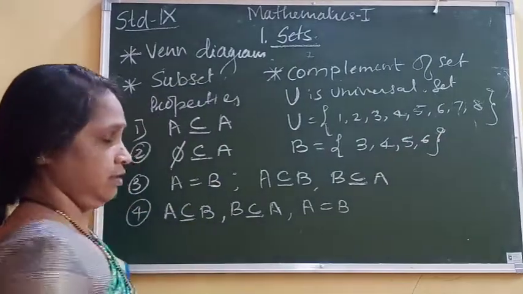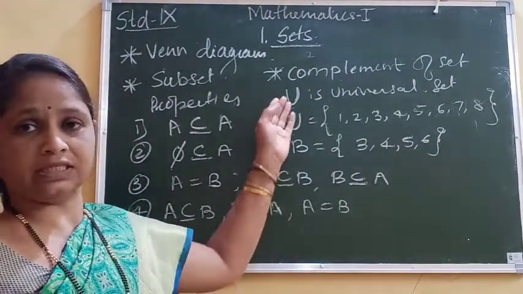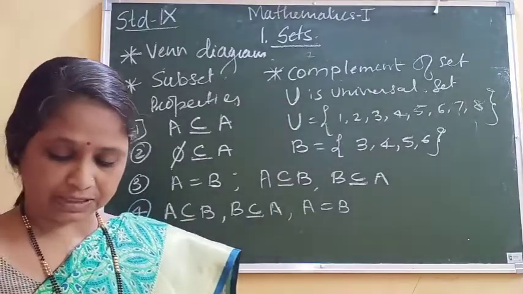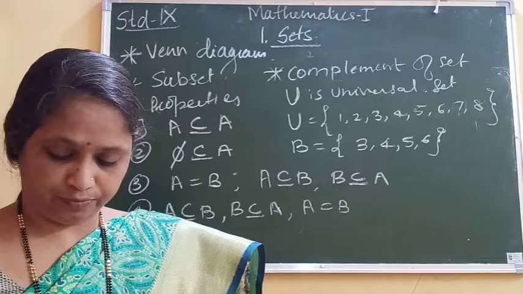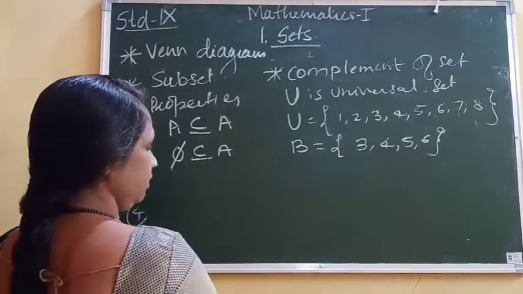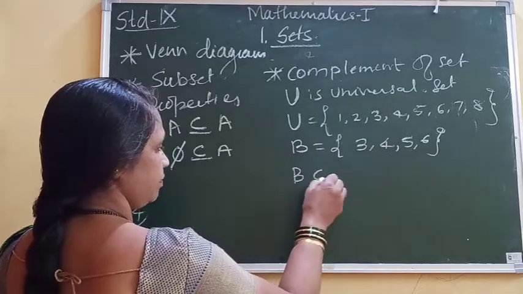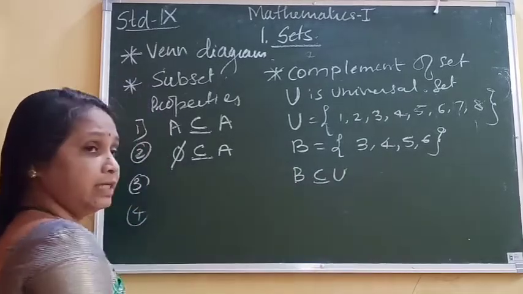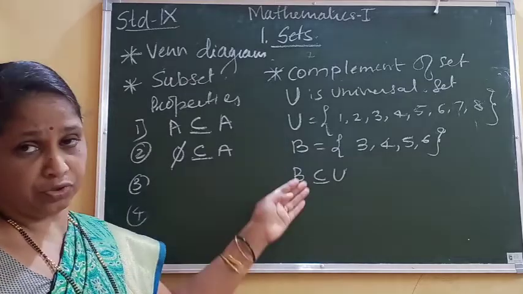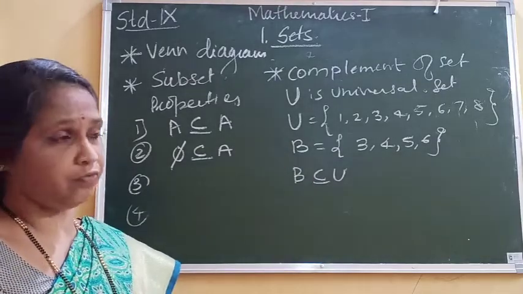5 and 6. That means B is a subset of U. How will we write this? B is a subset of U. It tells us that all of B's elements are present in U. So B is a subset of U.